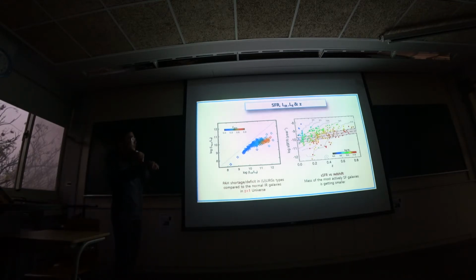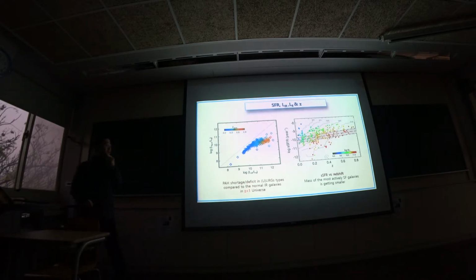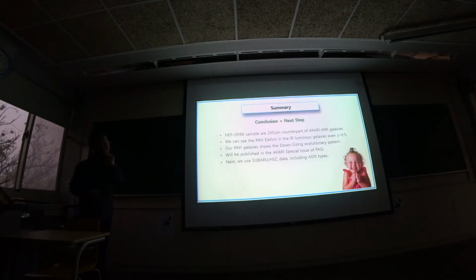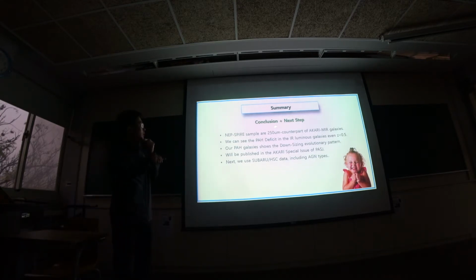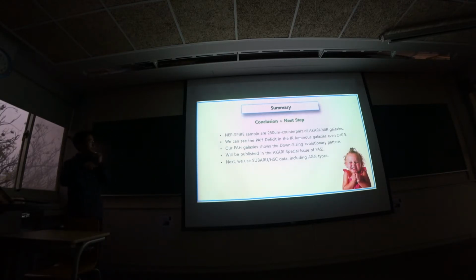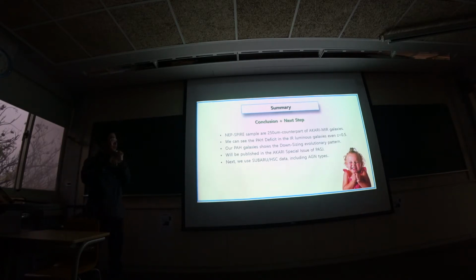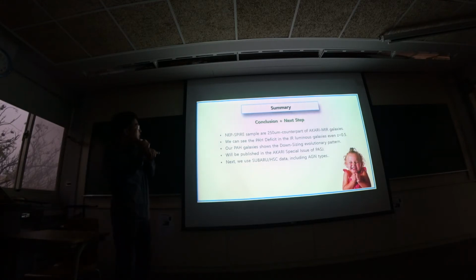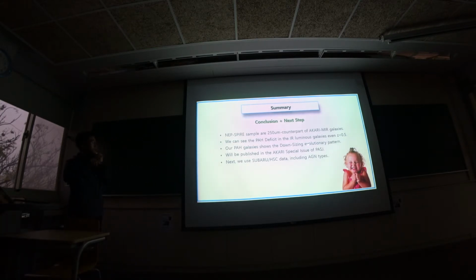So these two results are our main results. One is the PAH emission deficit phenomenon, and the other one is a kind of observational confirmation of the downsizing trend. So this is a summary. The NEP spider sample are 250 micron counterparts of our mid-infrared galaxies, and we can see the PAH deficit in the luminous galaxies. But this PAH deficit phenomenon is normally reported at higher redshift, whereas in this study we can see this phenomenon at a very low redshift range. And our galaxies show the downsizing evolution pattern. Yeah, that is all.